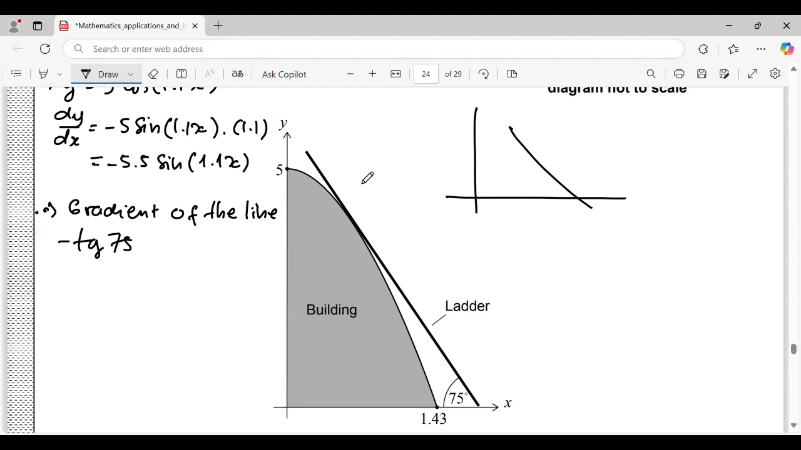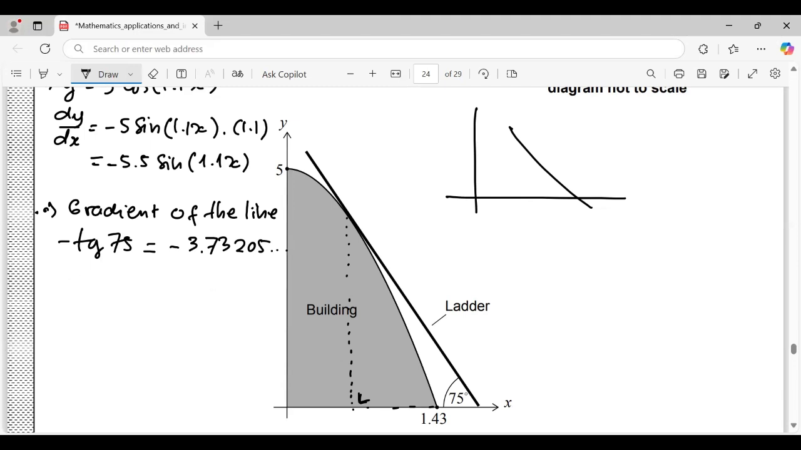So that's why the gradient is minus tangent 75. If we create a straight line here, and this is a right angle, so this is a right angle triangle. So minus tangent 75 is minus 3.73205. Okay. Next.